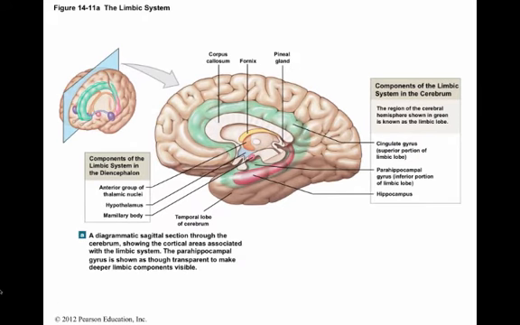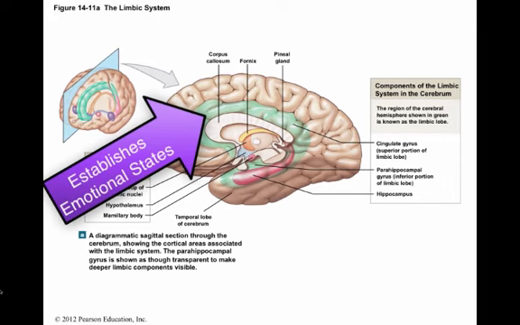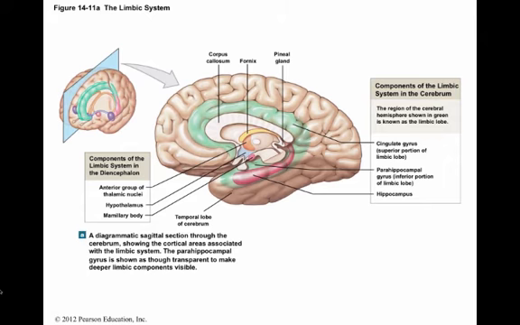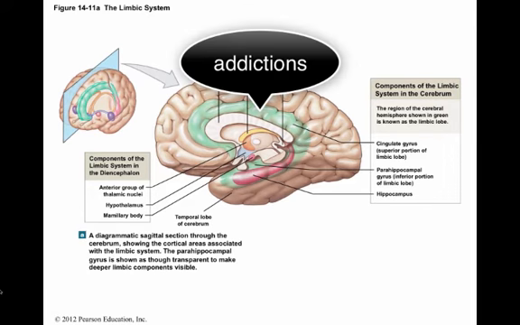The limbic system includes tissue along the border between the cerebrum and the diencephalon. This system is a functional group rather than an anatomical one, meaning there are no distinct borders. The limbic system establishes emotional states, such as rage, fear, pain, sexual arousal, and pleasure. People with damage here have difficulty getting pleasure in life, and often turn to alcohol, drugs, sweets, and gambling addictions.